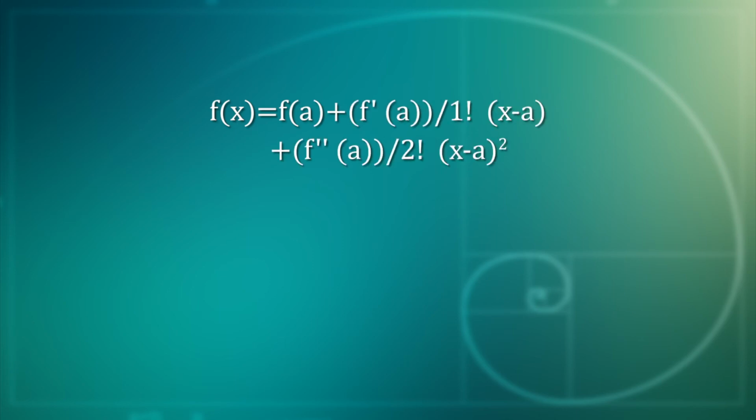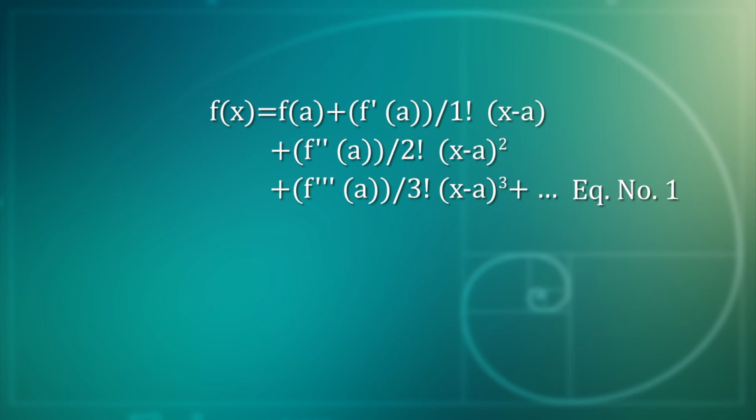We have studied that a function can be represented by Taylor series with this formula. This is in the powers of x minus a. f(x) is equal to f of a plus f dash a upon 1 factorial into x minus a, plus f double dash a upon 2 factorial into (x minus a) square, plus f triple dash a upon 3 factorial into (x minus a) cube and so on. Let's call this equation 1.